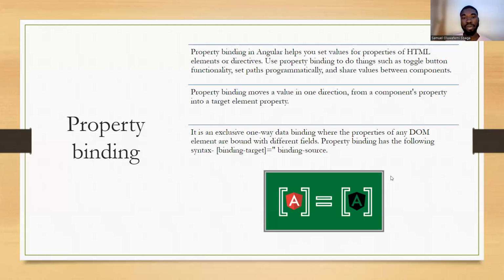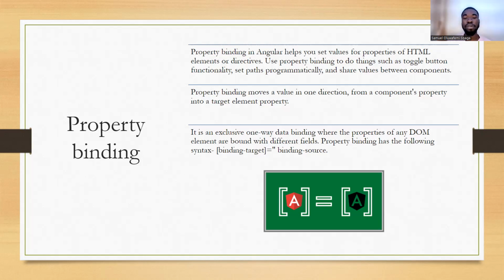Another form of one-way data binding is property binding. Property binding in Angular helps you set values for properties of HTML elements or directives. You use property binding to do things such as toggle button functionality, set paths programmatically, and share values between components. Property binding moves the value in one direction, from the component's property into a target element property. It is an exclusive one-way data binding where the properties of any DOM element are bound with different fields.